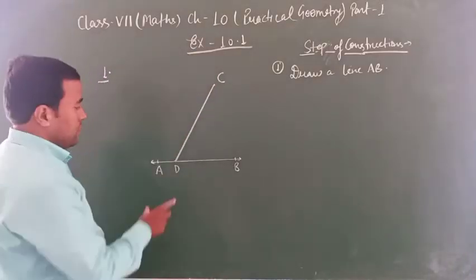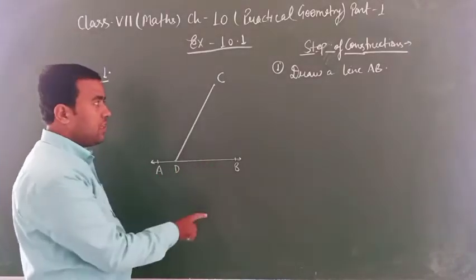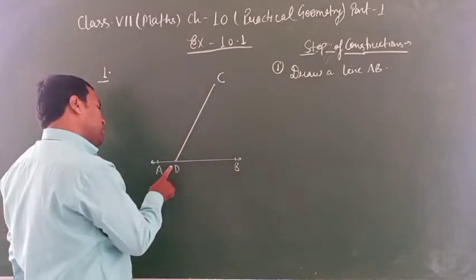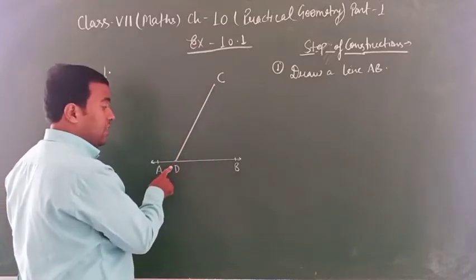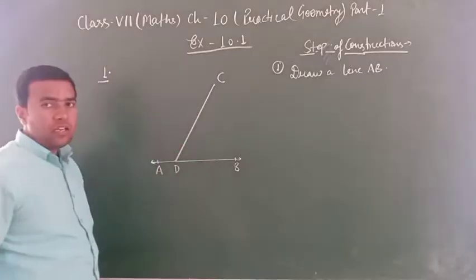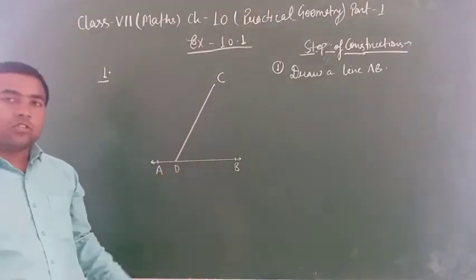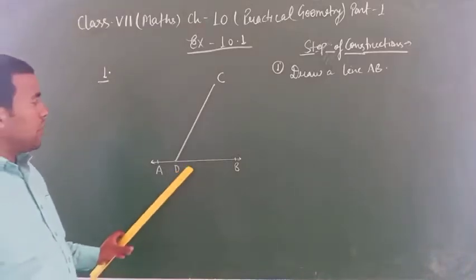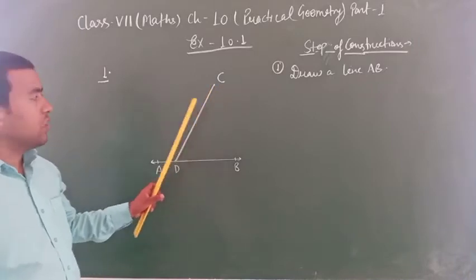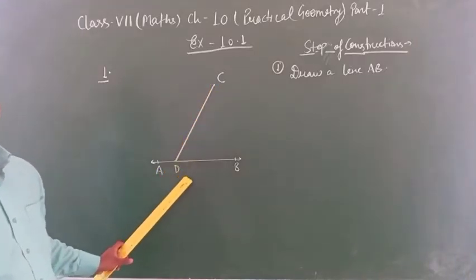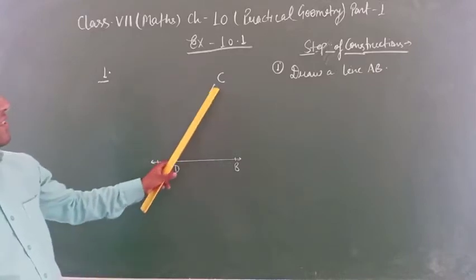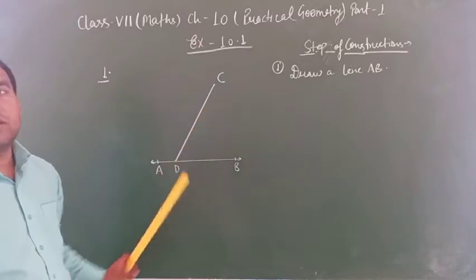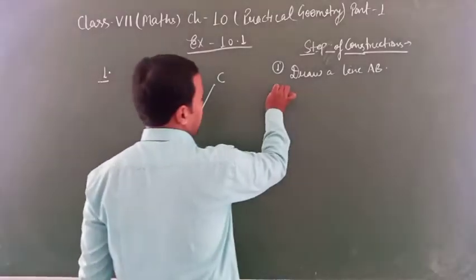First we have drawn line AB. Second, take a point C outside and take a point D on AB. Then join CD. So what will you write as the next point? Take any point D on AB and a point C outside AB and join CD. So we will write this as second.